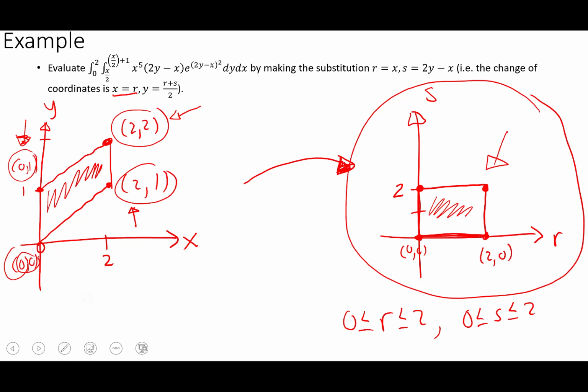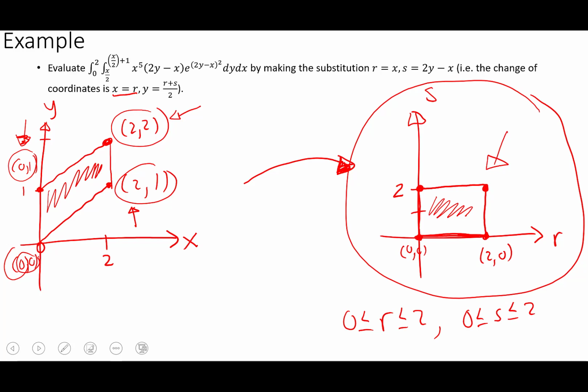So that means that when we convert, I'm going to put double integral of old. So when we convert, we're just going to have 0, 2, 0, 2 here. Very, very nice. Now let's deal with the function here.